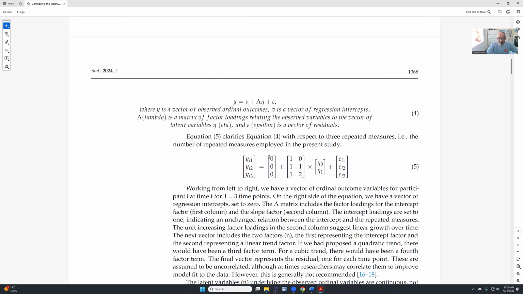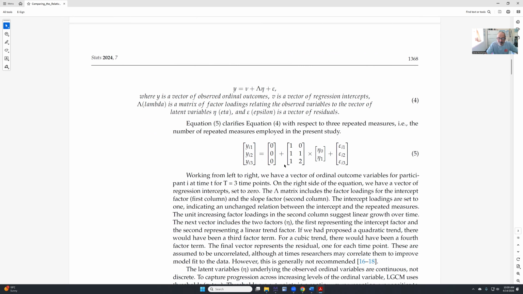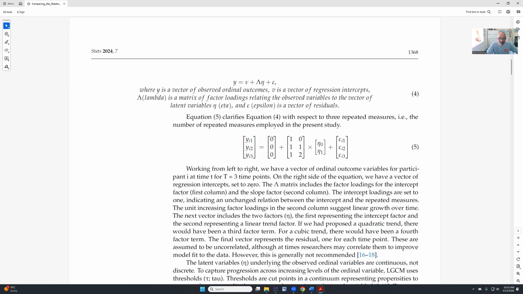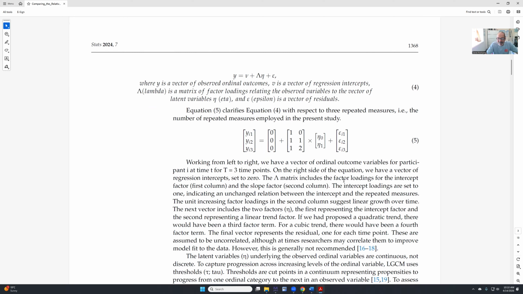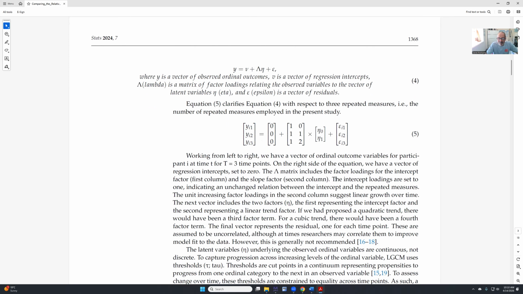That made sense. So here we have everything working from left to right. We have the vector of ordinal outcome variables for participant i at time point t. So y1, y2, y3, where time t equals 3 time points, right? On the right side of the equation, we have the vector of regression intercepts, which are set to 0. The lambda matrix includes the factor loadings for the intercept factor in the first column, and the slope factor in the second column. So it's a 3 by 2 matrix.